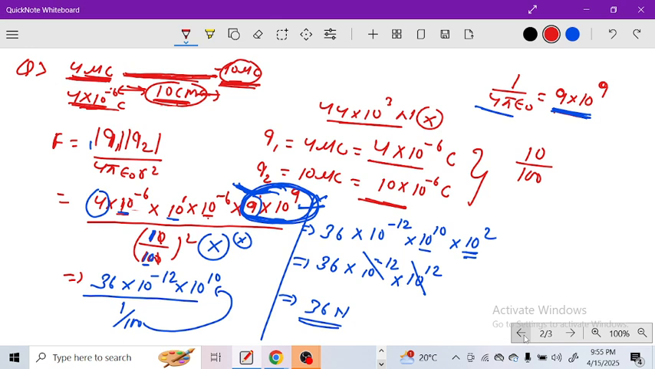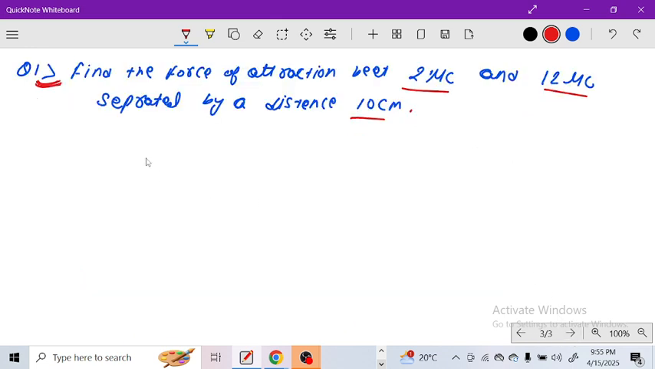Sir, while doing the exponential form, what will you get? 24 into 9 into 10 raised to negative 12 plus 9, sir. Is it correct, sir? 10 raised to negative 12 plus 9.